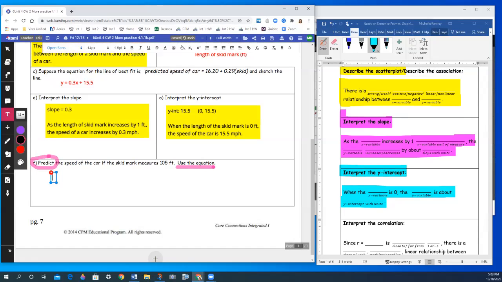And again, my equation was y equal 0.3x plus 15.5. So I'm going to be putting in 105, which is my skid mark. That's my x. It's going to go in for my x. So I'm going to go y equal 0.3 times 105 plus 15.5.